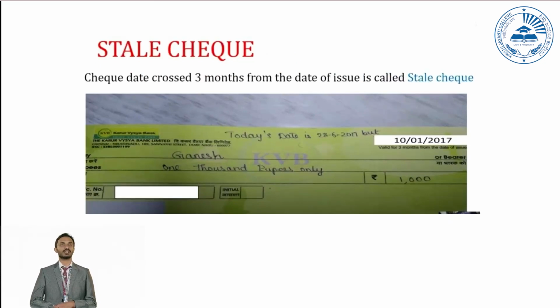Next is the stale check. As I already mentioned, the validity of a check is usually 3 months after the issue. Within that period, we have to use or encash the check. If the check is presented after 3 months, then it is not valid in nature. Those categories of checks are known as stale checks. The check date has crossed 3 months from the date of issue. So it should be counted from the date of issue. Within 3 months, it is valid. If you are presenting after 3 months from the date of issue, it will not be considered and is not valid. Those categories of checks are known as stale checks.